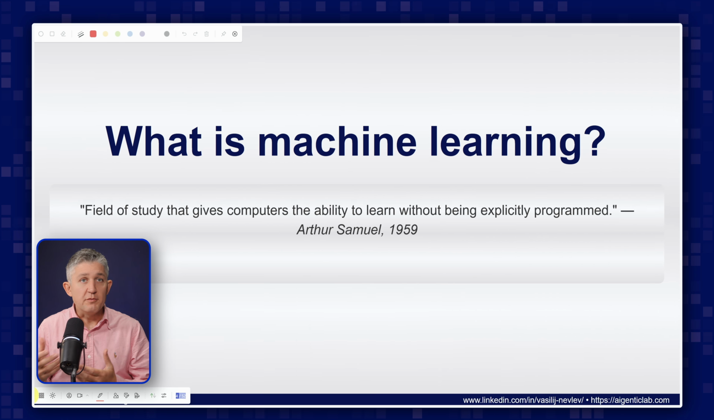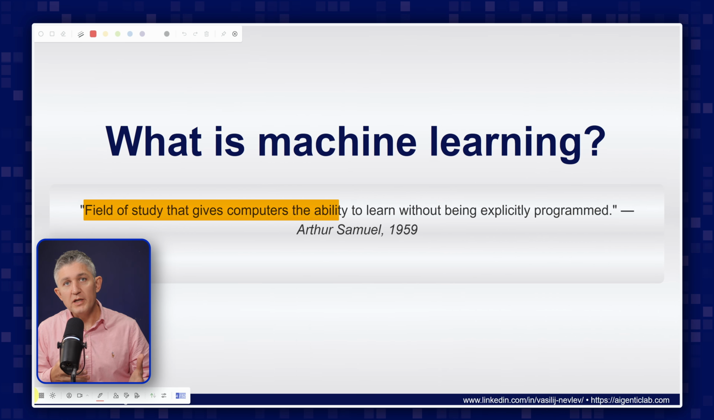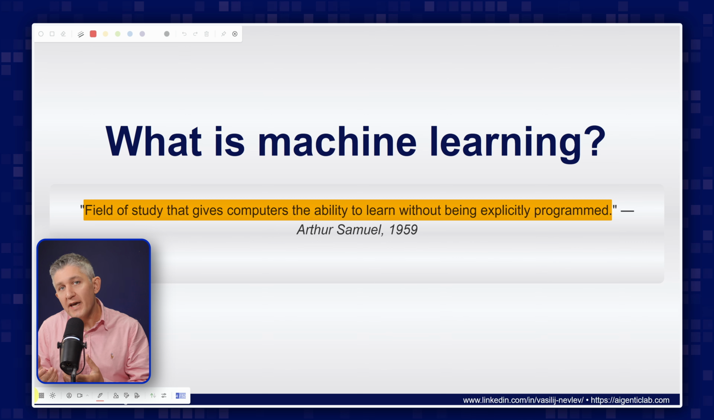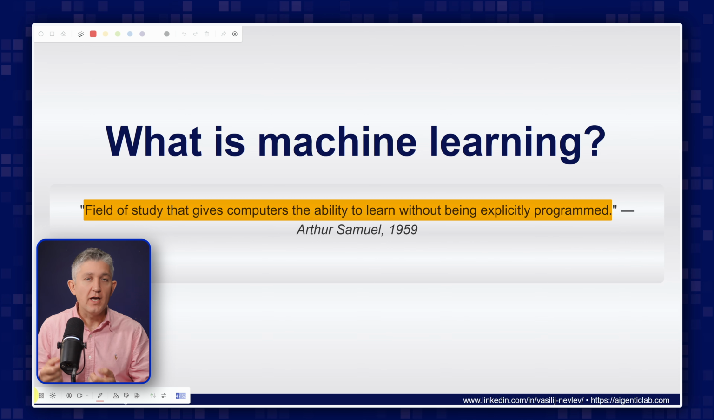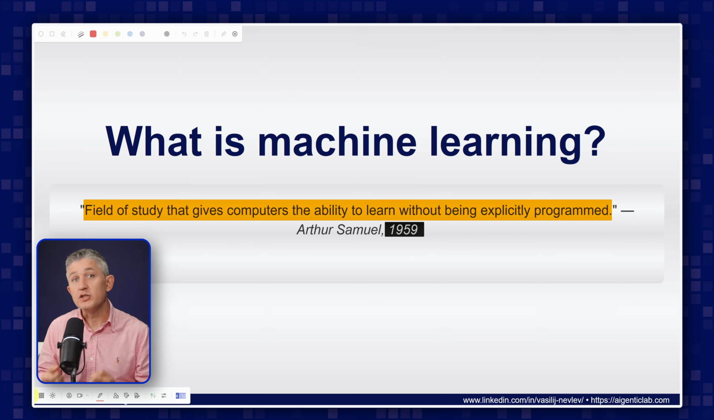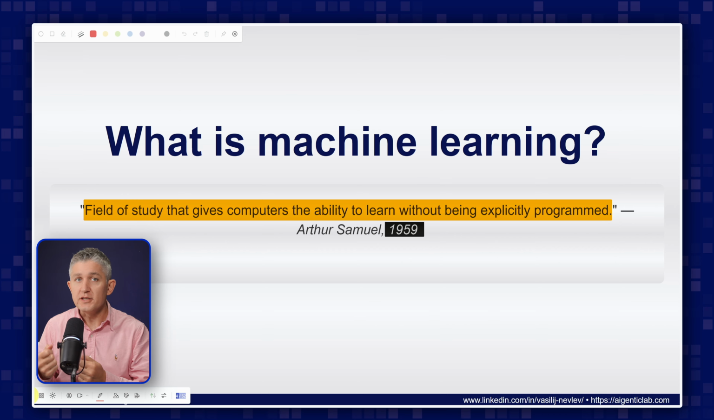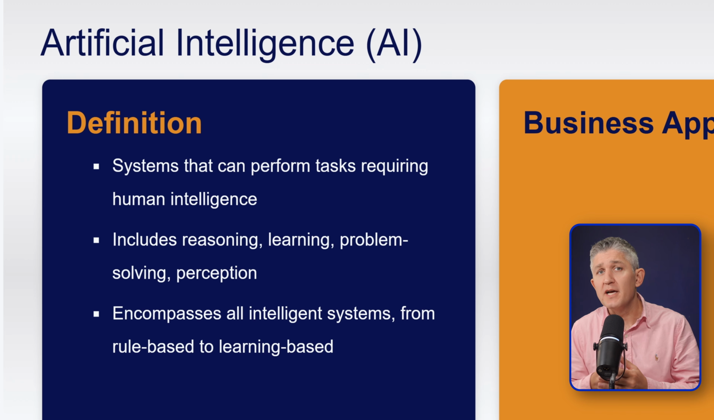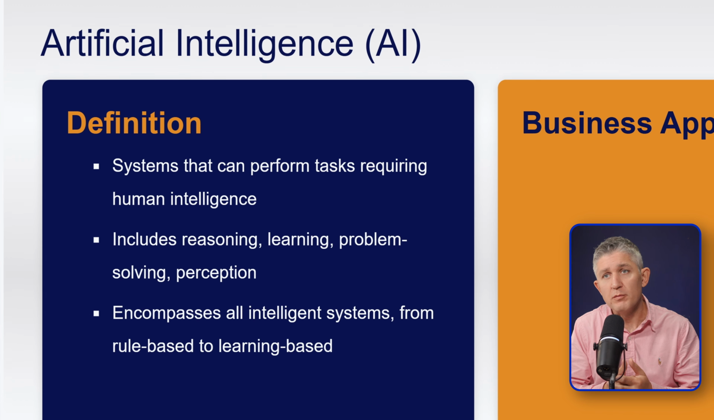Arthur Samuel said it best: giving computers the ability to learn without being explicitly programmed. That's the essence of machine learning. And look at the date. That was said in 1959. It just tells you how long this has been around. AI systems can sense, reason, act, and adapt. We will unpack each of them later.